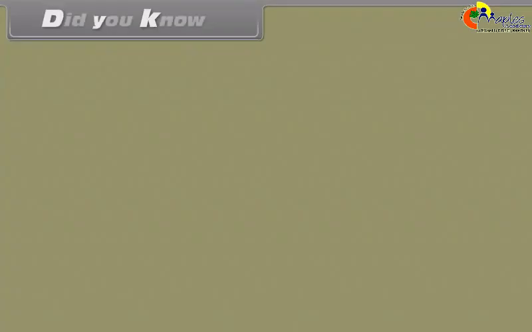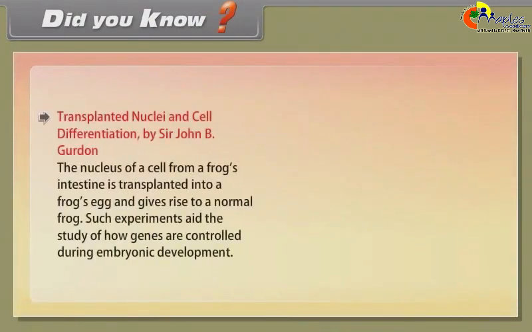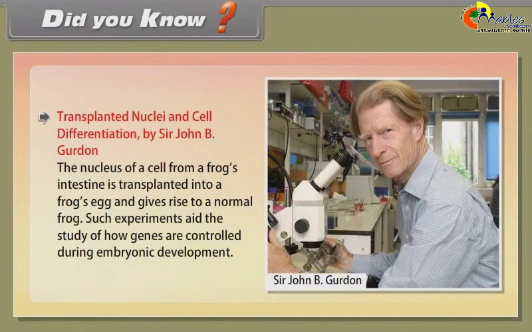Did you know? Transplanted nuclei and cell differentiation by Sir John B. Gurdon. The nucleus of a cell from a frog's intestine is transplanted into a frog's egg and gives rise to a normal frog. Such experiments aid the study of how genes are controlled during embryonic development.